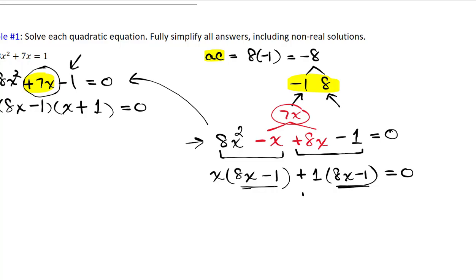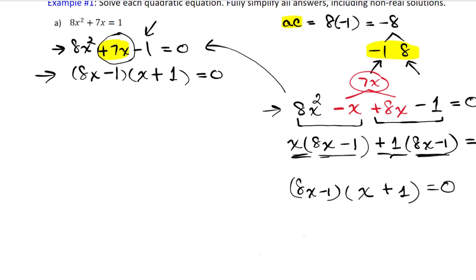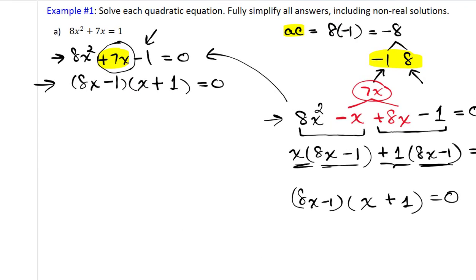So now, based on these two terms, there's a common factor of 8x minus 1. So we'll go ahead and factor that out. Hence, what's left on the first term is 1x, and what's left on the second term is a +1. Now, this is the systematic approach to factoring if the equation is factorable.